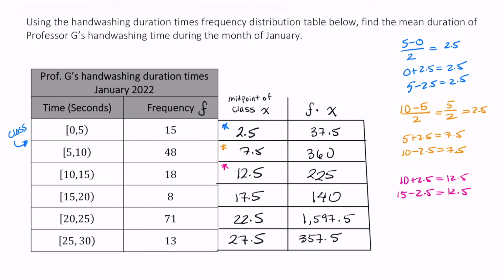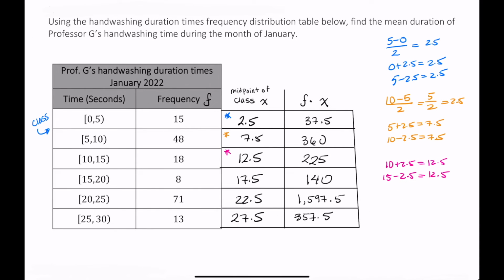Okay, now that that is done, we're going to label two more things. The first is here. I want the sum of all the frequencies. So I want to add all these up, and that'll tell me N, my sample size, which in this case is how many times I washed my hands. You might remember it from the previous module, but if you don't, add these up, and you'll get 173.